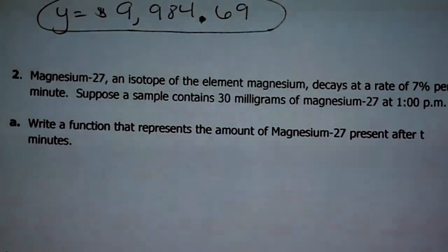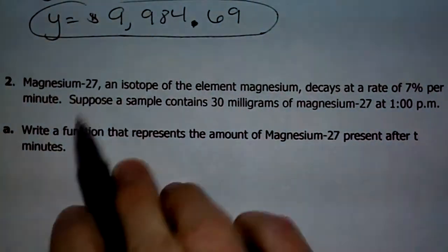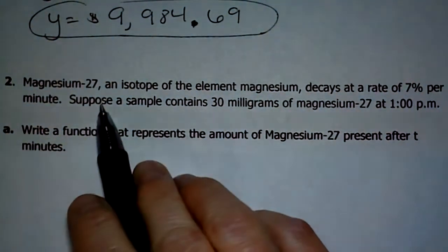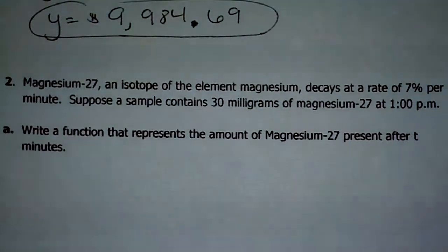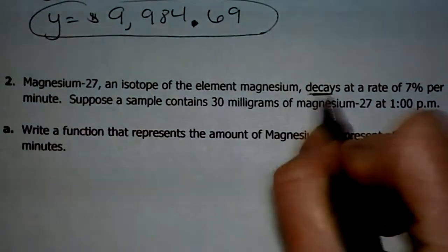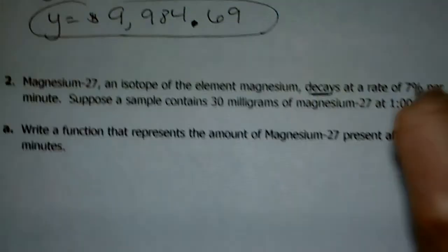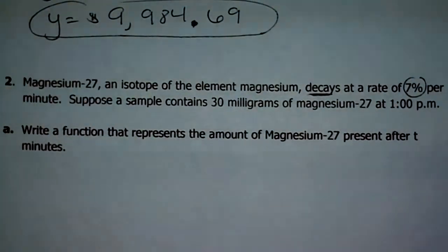Alright, a lovely little science application is next. And you don't have to know just yet what these terms mean. Just know they're very scientific. Magnesium-27. And what's that, you say? It's an isotope of the element magnesium. Is it clear now? Okay. It decays. So, decay. I know I'm using that 1 minus equation at a rate of 7% per minute.